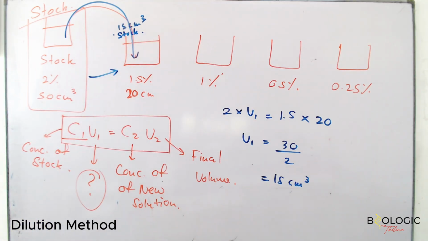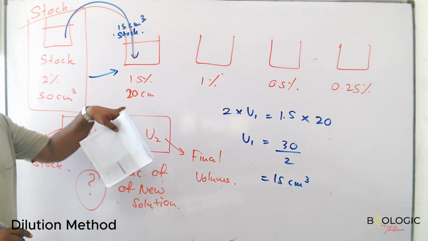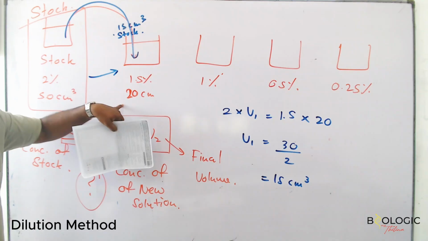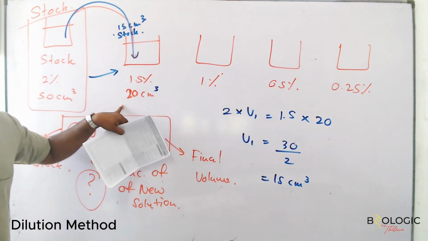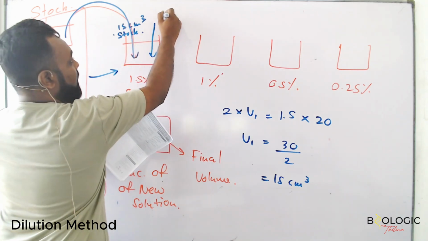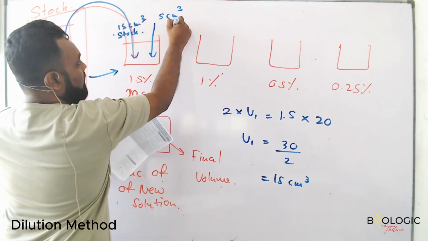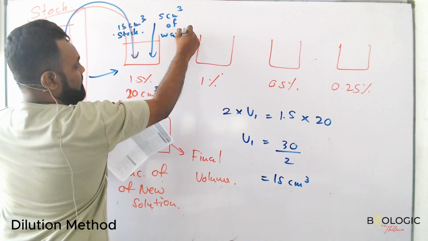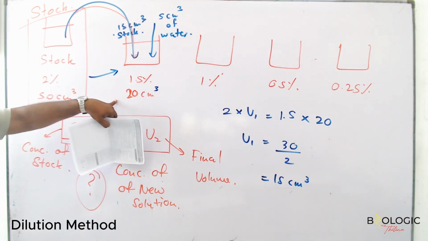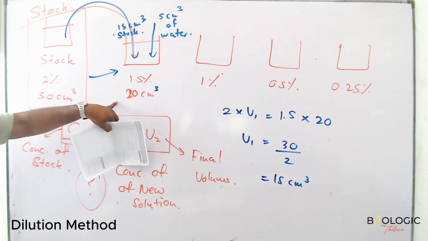Clear that one? But what is the final volume? 20. You already added 15. So you have to fill it to 20. How are you going to fill it? By adding 5 cubic centimeters of water. Now the final volume is 20. Clear that one? So that's how you prepare the solution.